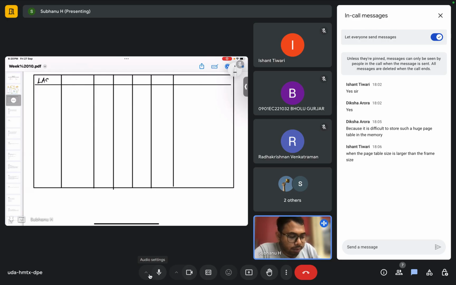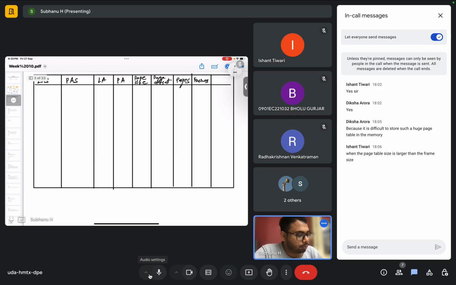First, we have a process, or a program. So this is our program, and it is of 2 to the power 32 bytes. We have a logical address space of 2 to the power 32 bytes. From here we can understand the number of pages. From here we know the number of bits required to identify each frame.